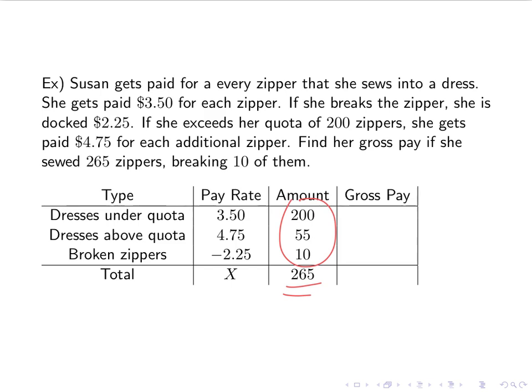And again, to find the gross pay, we're just going to multiply these numbers together. $3.50 for 200 gives us $700. $4.75 times 55 gives us $261.25. And then she's docked $22.50 for the 10 zippers that she broke. We'll add them together, again remembering to subtract the broken zipper pay. And she gets a total of $938.75.